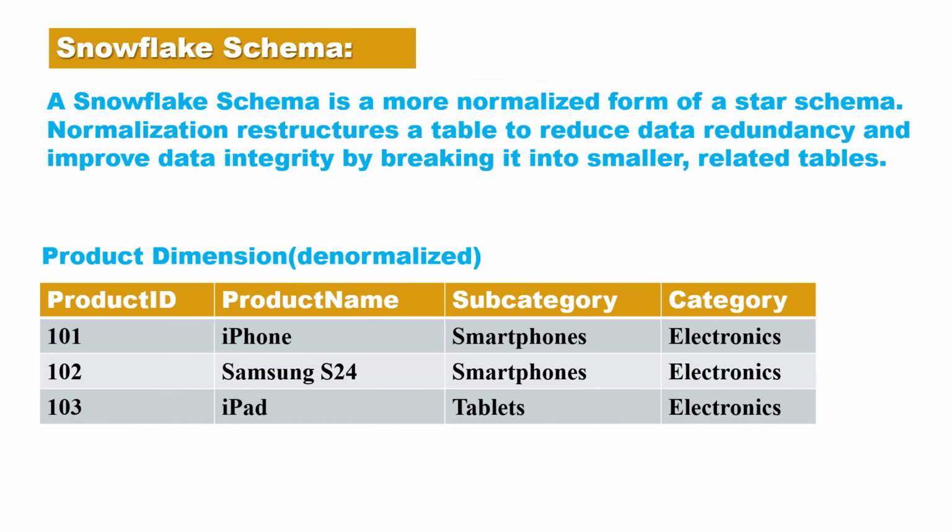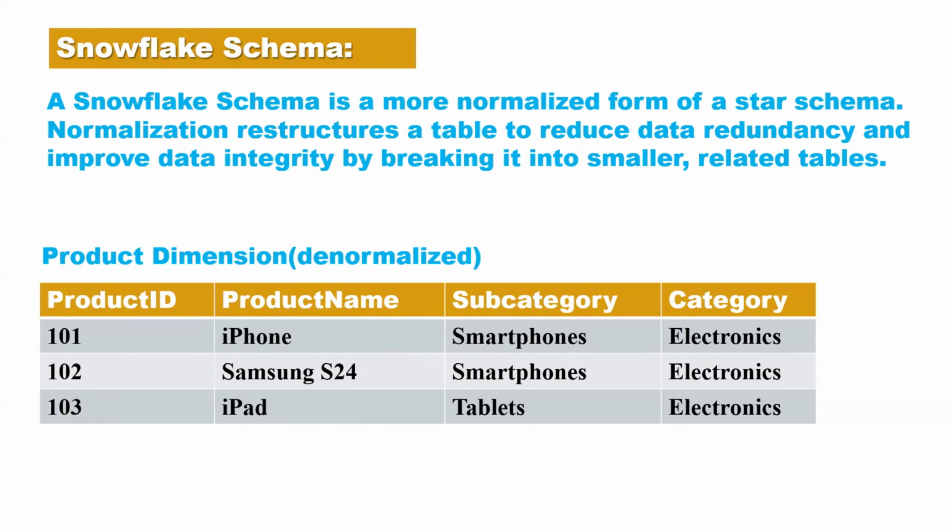A snowflake schema is a more normalized form of a star schema. Normalization restructures a table to reduce data redundancy and improve data integrity by breaking it into smaller, related tables. For example, consider a denormalized product dimension table. In this table, values like smartphones and electronics appear repeatedly across many rows. This repetition leads to redundancy, inconsistency risks, and maintenance challenges.